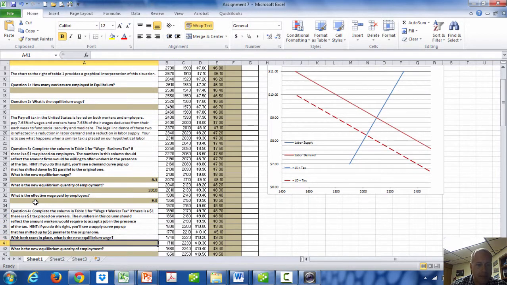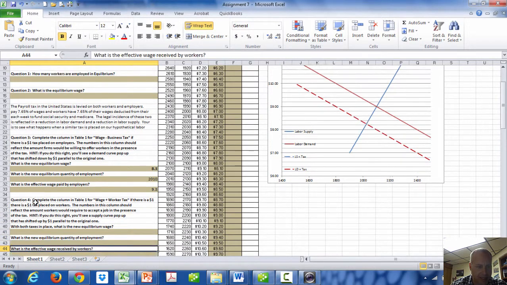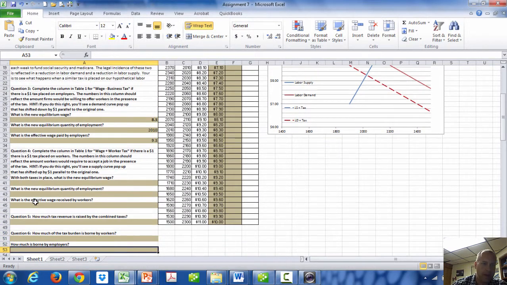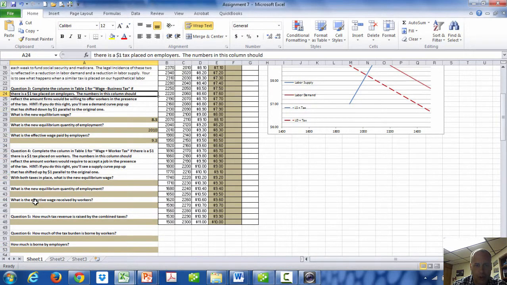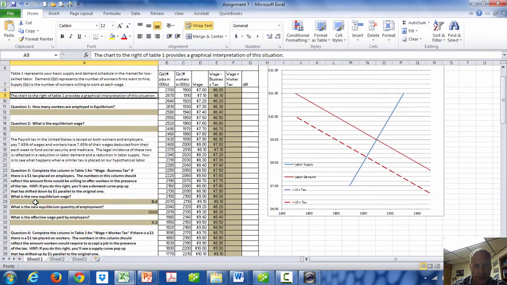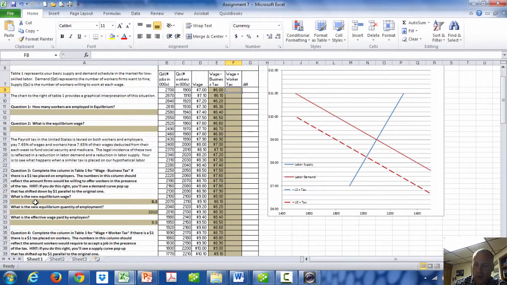Okay, now what happens when we place the tax on workers? Reading down to question 4. Well, here we see that the $1 tax placed on workers would mean that a worker who used to be willing to work for $7 an hour now demands an $8 wage because they only get to keep $7 of it. So what we're going to do is take that $7 wage, that's D8, and add $1 to it. Right? A worker now needs an $8 wage offer in order to accept the job.